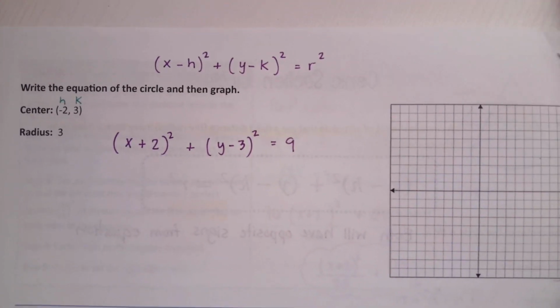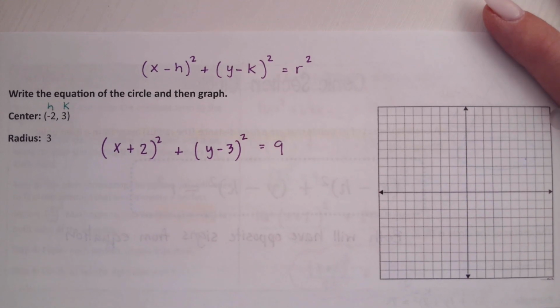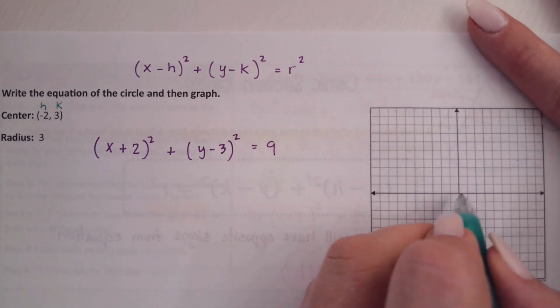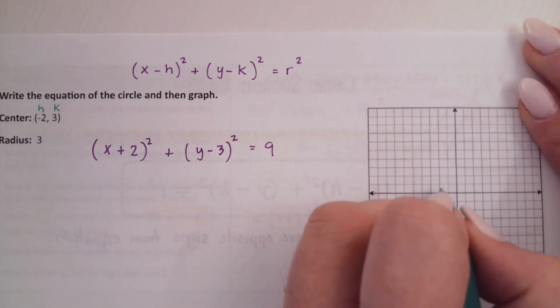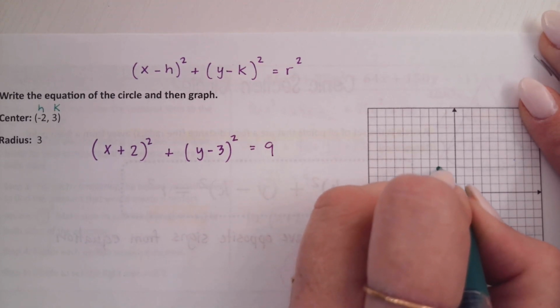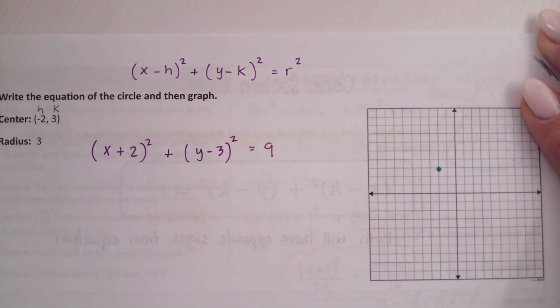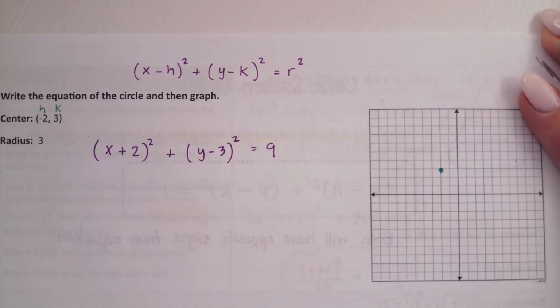Okay, and then we were asked to graph this one also. That's easy. I'm going to graph my center at negative 2, 3. And then I'll use my radius of 3 to find points on the circumference. 3 up, 3 left, 3 down, 3 right.